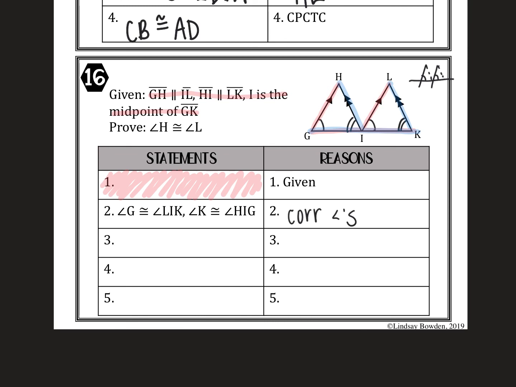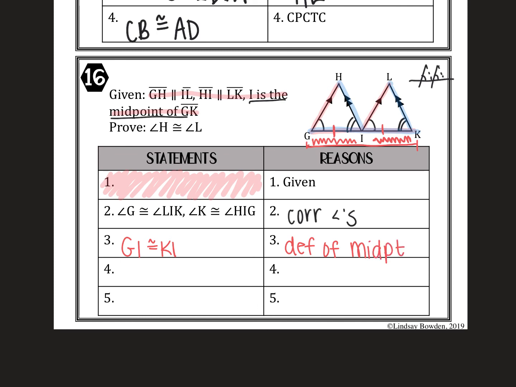After that, I'm going to use this midpoint information, which I haven't used yet. So it says I is the midpoint of GK. So down here is GK. So focus right here. GK gets split into two pieces that are the exact same length because I is right in the middle. So the two pieces are called GI and KI. And so that's what we're going to mark. So GI is congruent to KI, and that's the definition of midpoint.